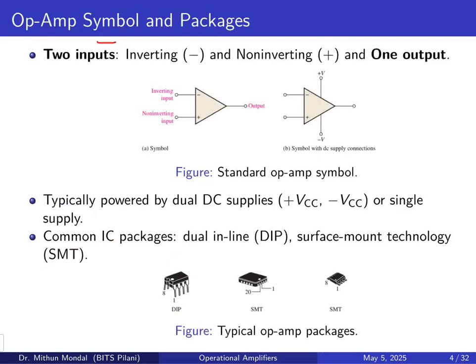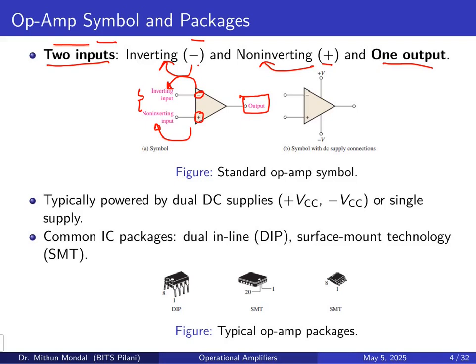When we talk about the symbol and the packages associated with op-amp, we see there are two input terminals for the op-amp. The negative sign indicates the inverting input and the positive sign indicates the non-inverting input, and you will have only one output. So you have basically two input terminals. One is negative and one is positive. Negative stands for the inverting input and positive goes with the non-inverting input. You will get only one output. So whatever input we give will be differential in nature between the inverting and non-inverting terminals.